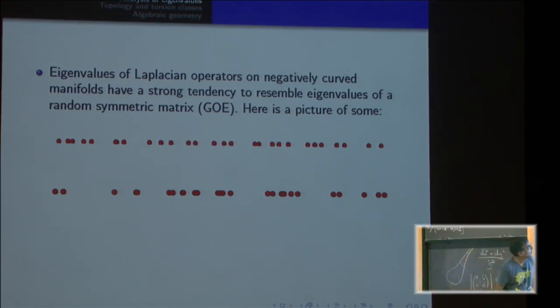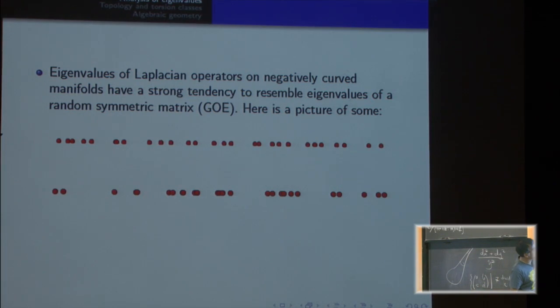What's GOE? Oh, yeah, it's the Gaussian orthogonal ensemble. It doesn't matter. Sorry, I should have deleted it. It's a specific model of random symmetric matrix, but for the purpose, it's not relevant which one. Sorry, I screwed up. The dot sizes are meant to be the same.